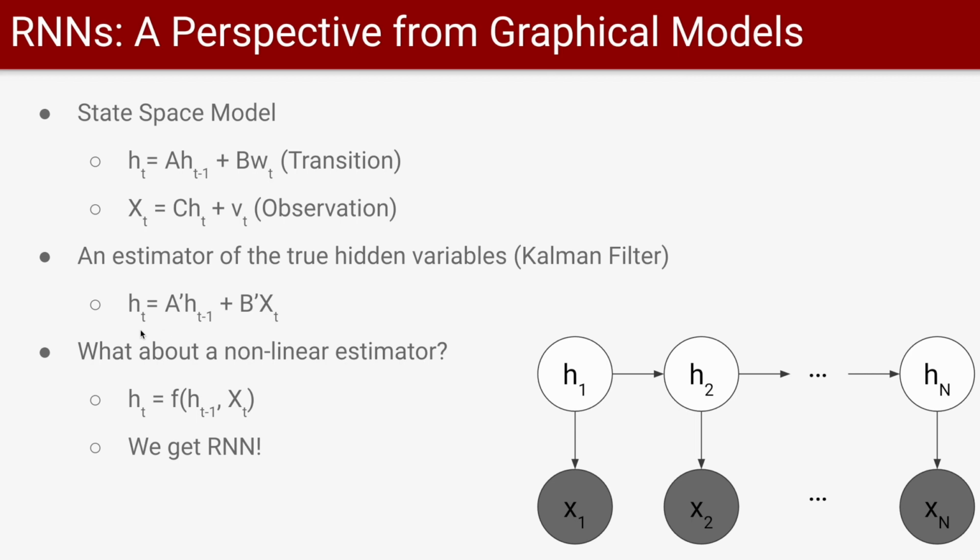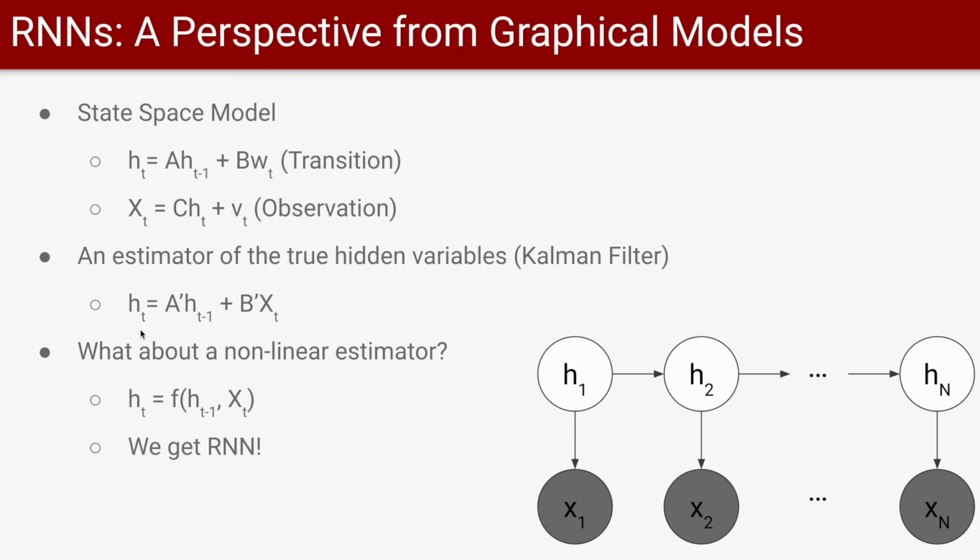And we estimate the hidden variables by having these two inputs. And it's still linear. By the way, it's also called the famous Kalman filter. So you can see that the formulation here has been pretty similar to recurrent neural networks, right?